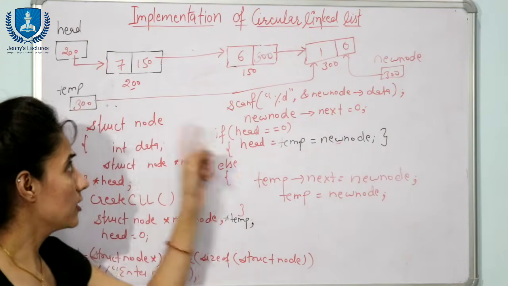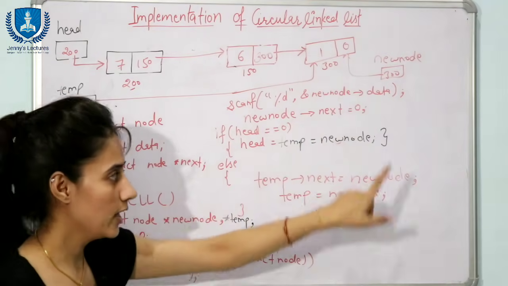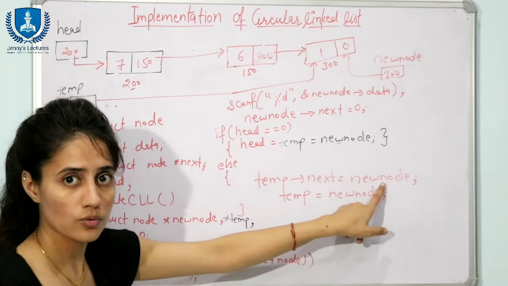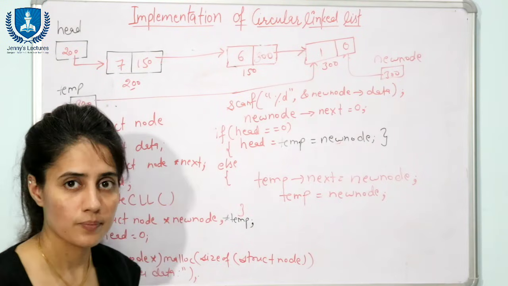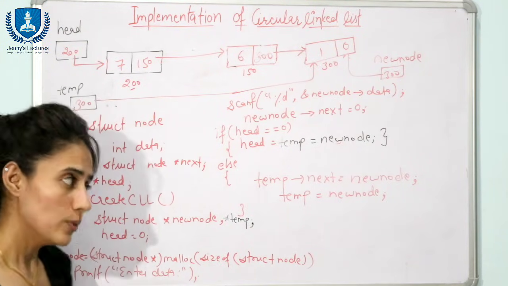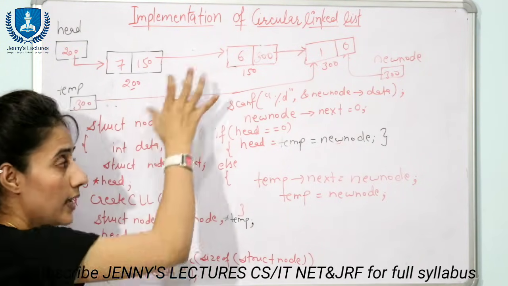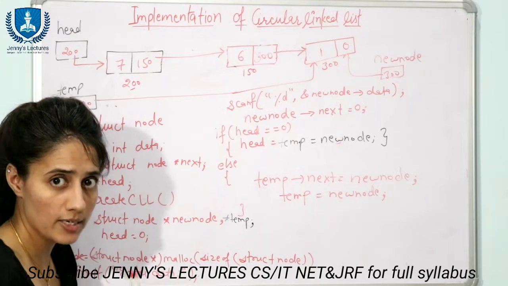In the else part, temp next. Temp of next means this one. Here I will store whatever the value in the newly created node, fine. And after that we will move this temp, right? Now suppose I want to stop here. I don't want to insert any extra node.